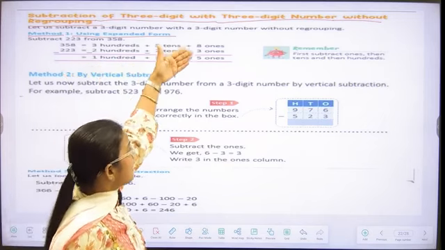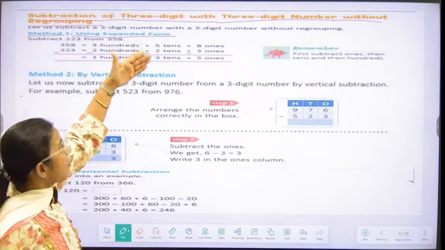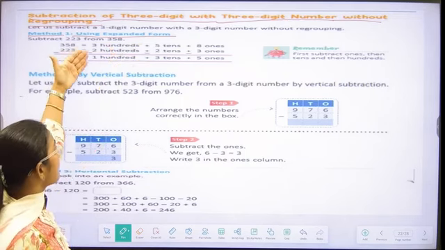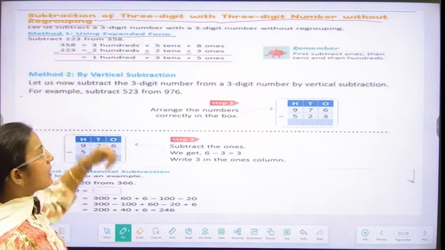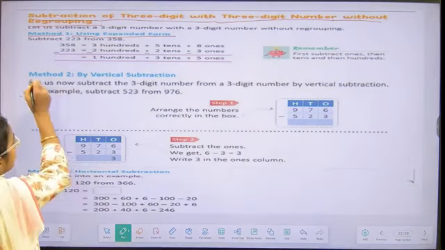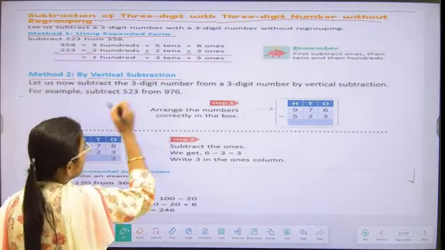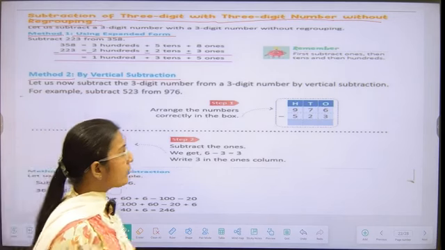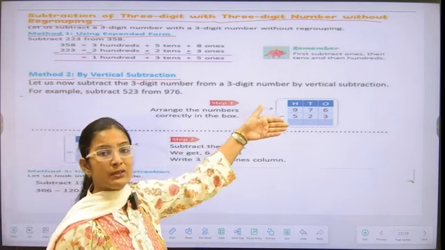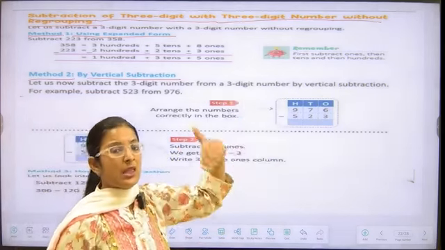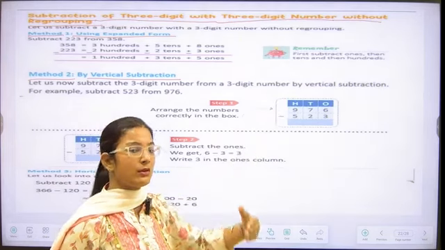So 8 minus 3, I'm getting 5 ones. 5 tens minus 2 tens, I'm getting 3 tens. And 300 minus 200, I'm getting 100. Now moving to our next method, vertical subtraction, student. So what are we going to do? We are arranging and writing the numbers one below another, the bigger number first and the smaller number below.